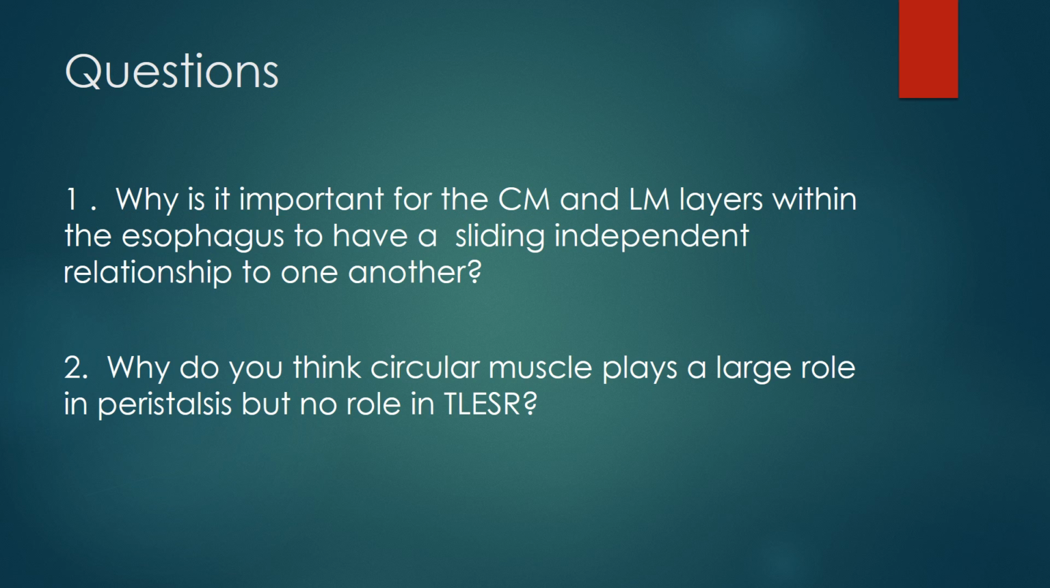These are my 2 class discussion questions. Why is it important for CM and LM layers within the esophagus to have a sliding independent relationship to one another? Also, why do you think that circular muscle plays a large role in peristalsis but no role in TLESR?